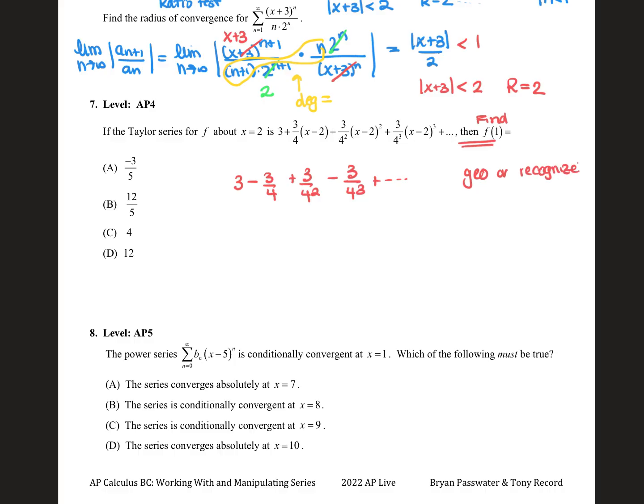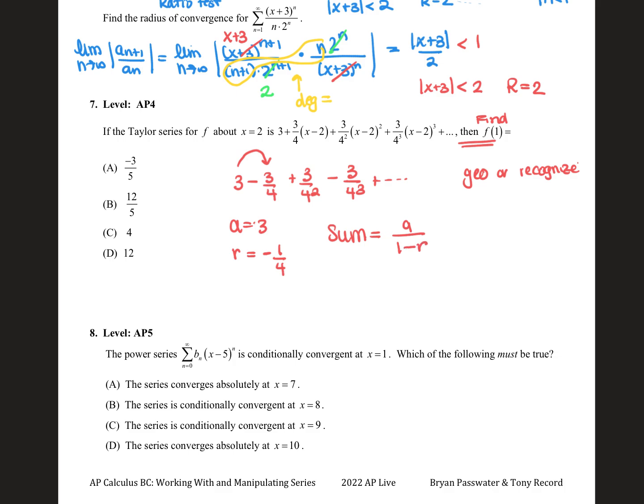And looking at this, this definitely is geometric. A is equal to 3. That is the first term. R is what you multiply to get to the next term. So to get to the next term, I'm going to multiply by negative 1/4. And remember, this sum for a geometric series is a over 1 minus r.